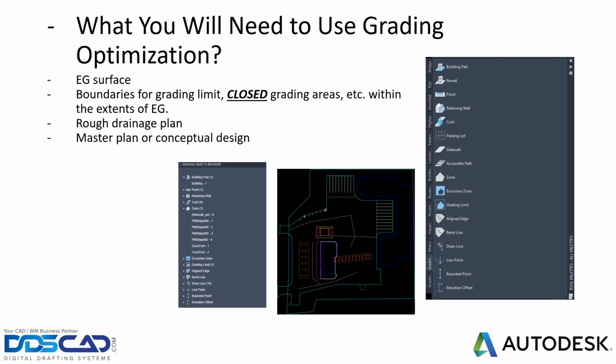You can just start with the rough area, and then you can fine tune it afterwards using grading optimization, or you can just take it to Civil 3D and start doing feature line editing. And of course, you do need some sort of master plan or conceptual design. You have to have the actual graphics. It's obviously not magical. It does require that you do that.